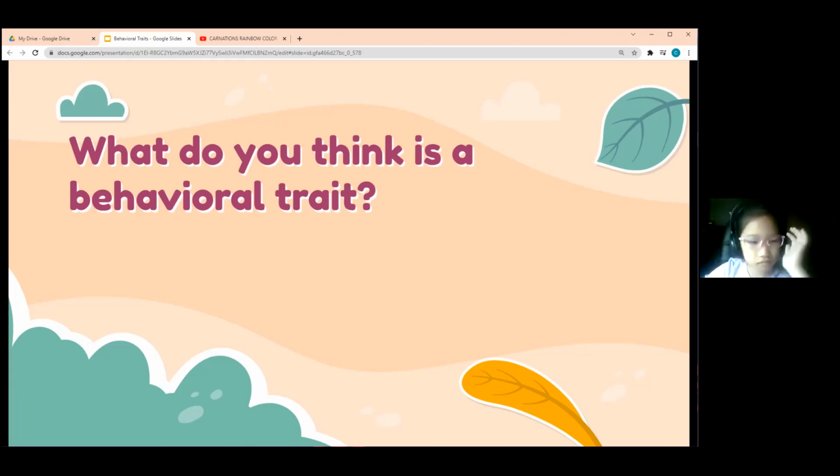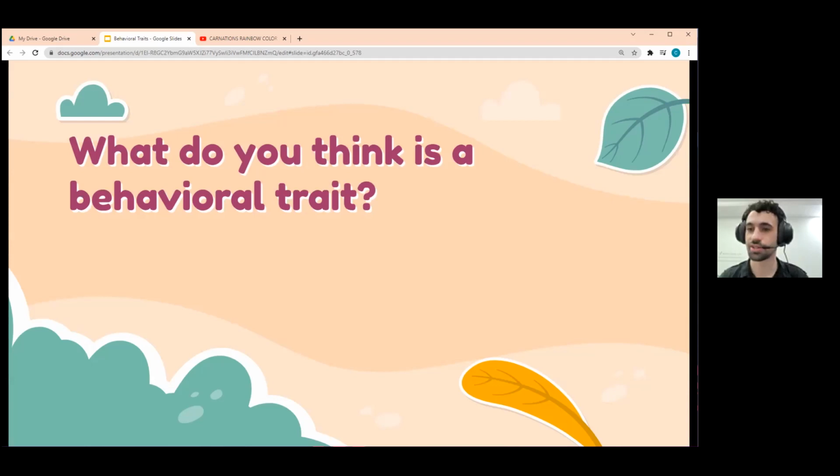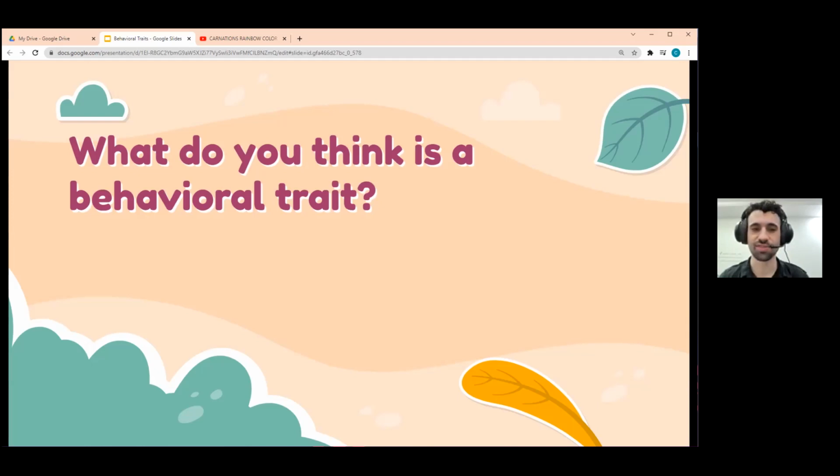Emma, do you have an example of a behavioral trait for us? I make an example. I tell the definition. Okay, tell me the definition. Trait means the parent teaches the child to have a good behavior. Okay, that's a very good idea. That's a very good idea.